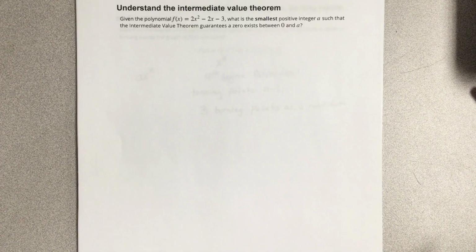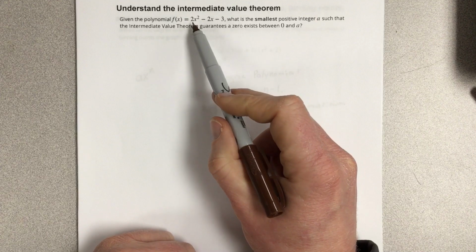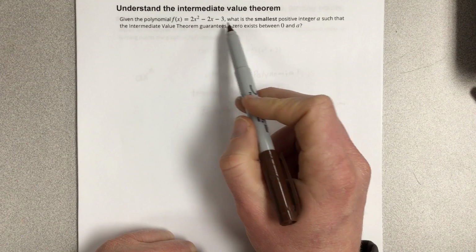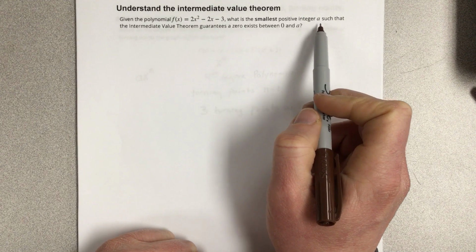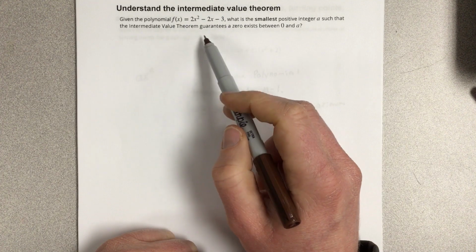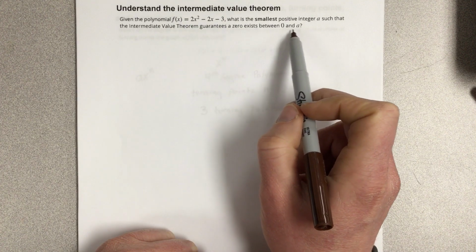In this video, we're going to understand the intermediate value theorem. It says, given the polynomial 2x squared minus 2x minus 3, what is the smallest positive integer a such that the intermediate value theorem guarantees a 0 exists between 0 and a?